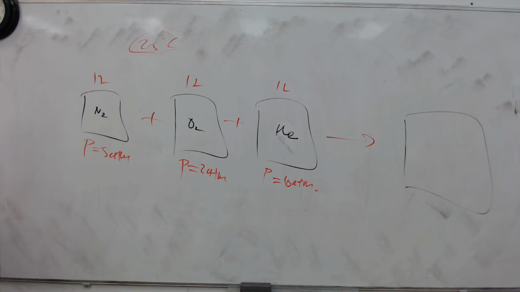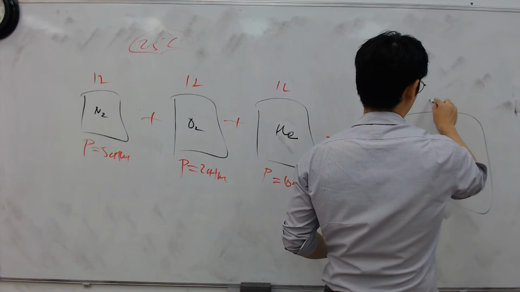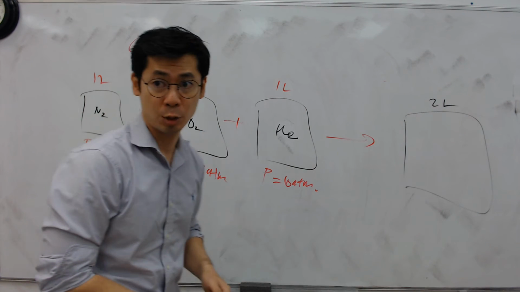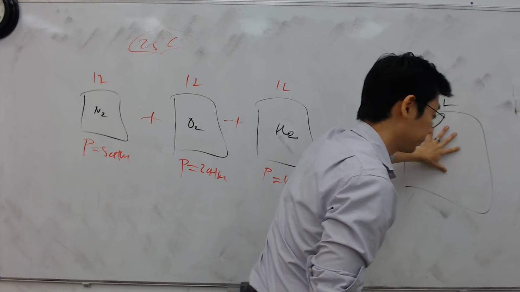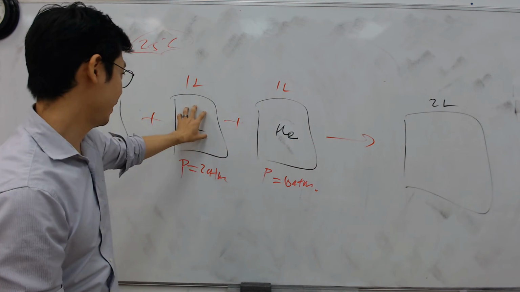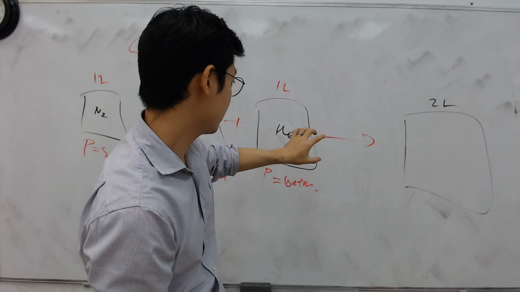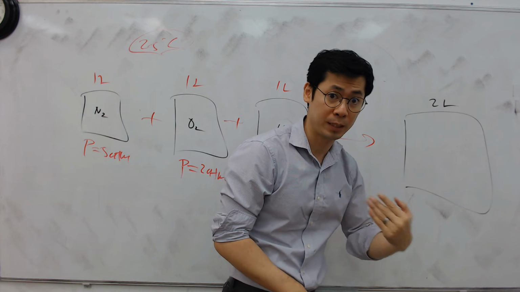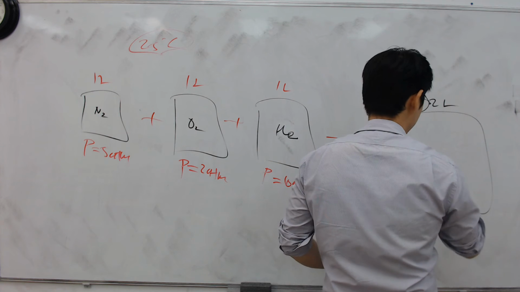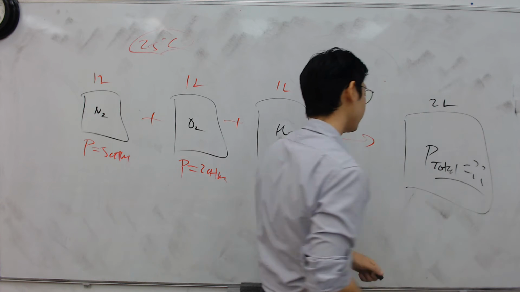So now I'm going to put all the gases together into a 2-liter container. I'm going to take the N2 gas out, put it here. Take this one out, put it here. Take the helium gas out, put it here. The question on the AP is, what is the total pressure?